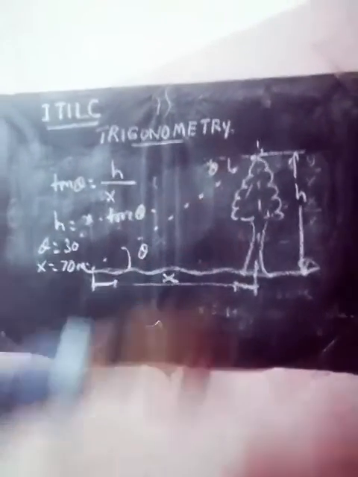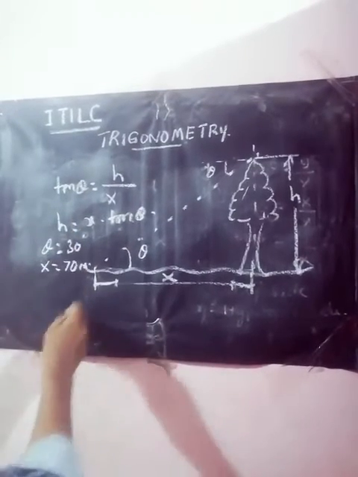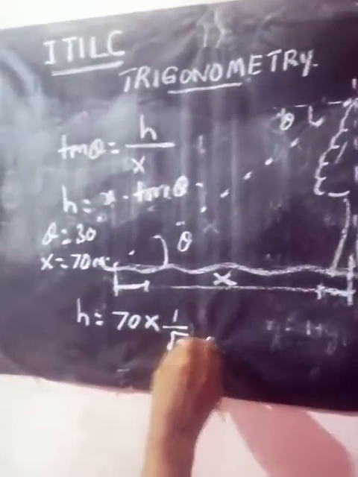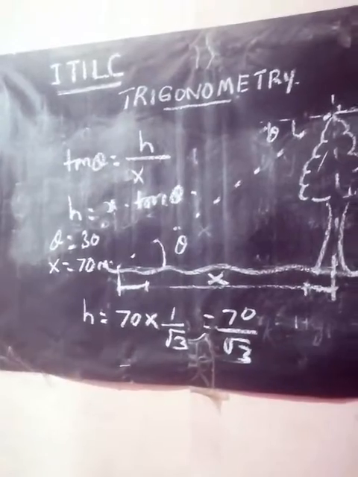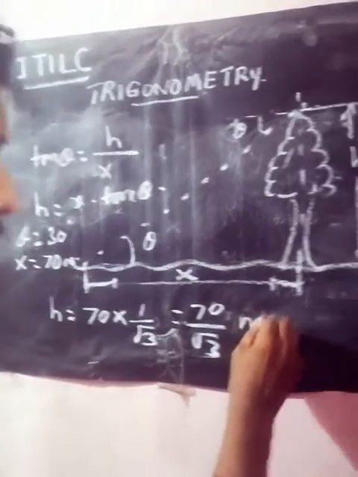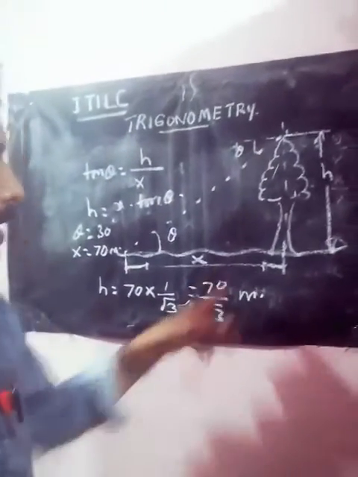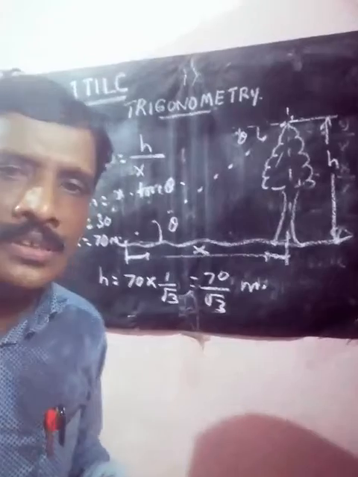And what will be the height? According to the formula, the height is x into tan theta. That means 70 into tan 30, that is 1 by root 3. So 70 by root 3 becomes the height of the tree, so many meters. Isn't it? That's all. We can calculate by applying this formula what the height of the tree will be.